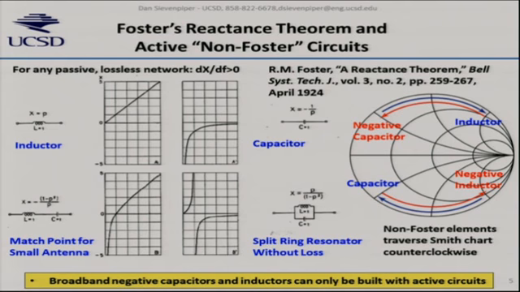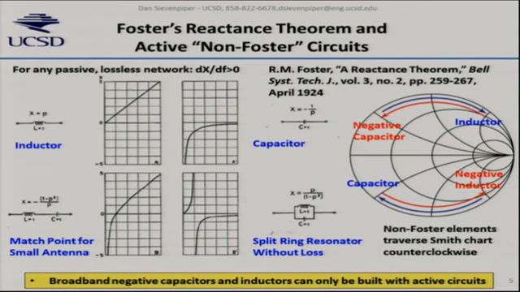This is a figure taken from Foster's original paper in the Bell System Technical Journal back in the 20s. Basically, he showed that the derivative of the reactance of any passive lossless circuit or network is always positive with frequency. For example, an inductor has a reactance of omega L, so it's a positive slope with frequency. A capacitor is negative 1 over omega C, so negative, but also positive slope with frequency.